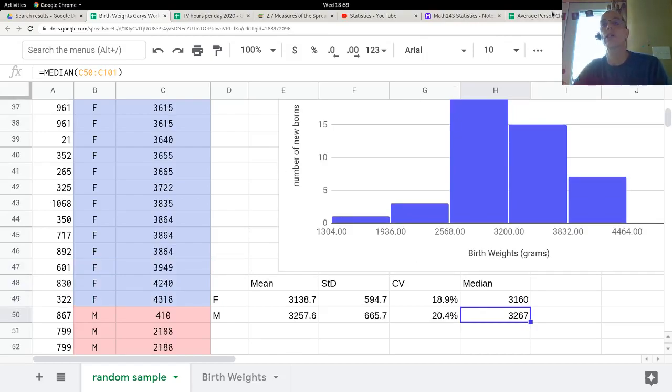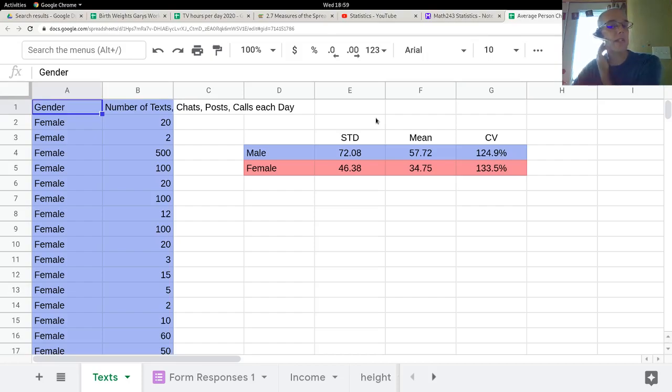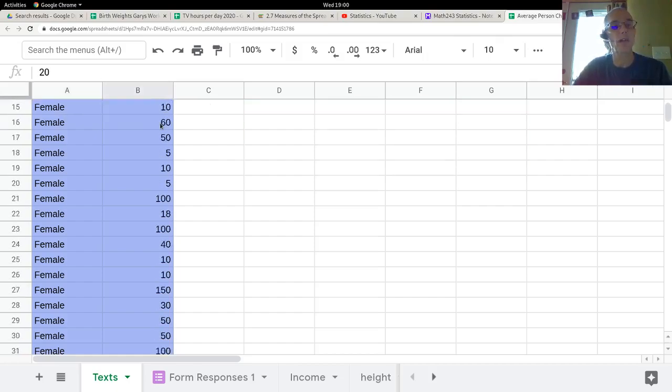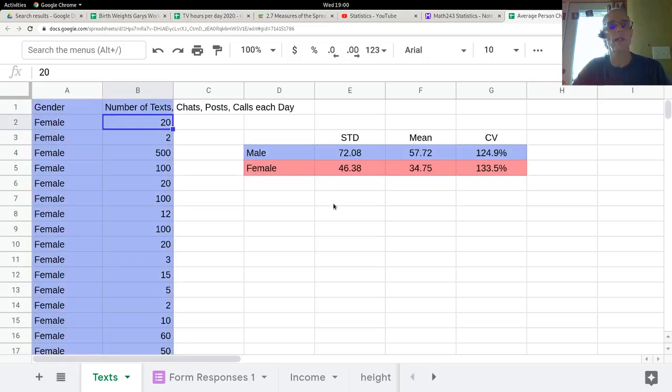Another example. I collected some data from new students in most of my classes, and I asked questions about how much do you text, how much do you watch TV, and a whole bunch of other things. Here I picked on the average number of texts, chats, posts, or calls a person has each day, and I have it organized by female and male data. And notice I have a lot more female students in my classes than males for some reason. The average number of texts, chats, posts, calls each day for males was quite a bit higher than the females. Males also had a much larger spread, it appears, from the STD.